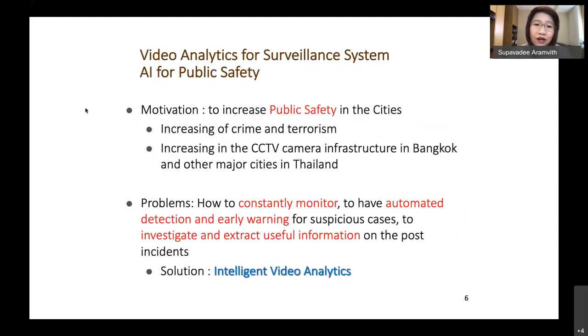Today my talk is about anomaly detection, which is part of video analytics for surveillance systems. Today we all know that artificial intelligence plays a lot of roles, so I will explain the machine learning and deep learning used in our research. We have so many CCTV cameras today. How can we extract useful information so that we can give a useful warning, or extract information for marketing and strategic planning purposes? So intelligent video analytics is needed.